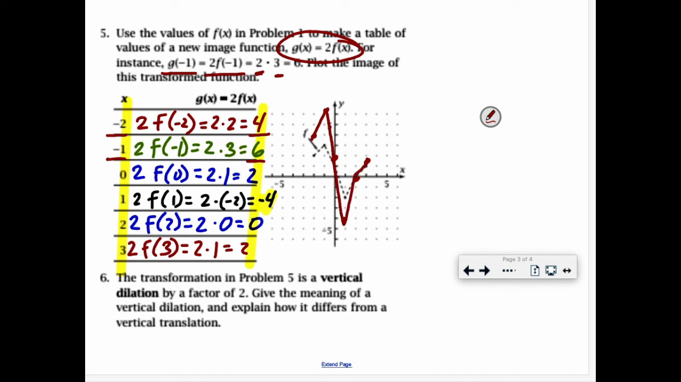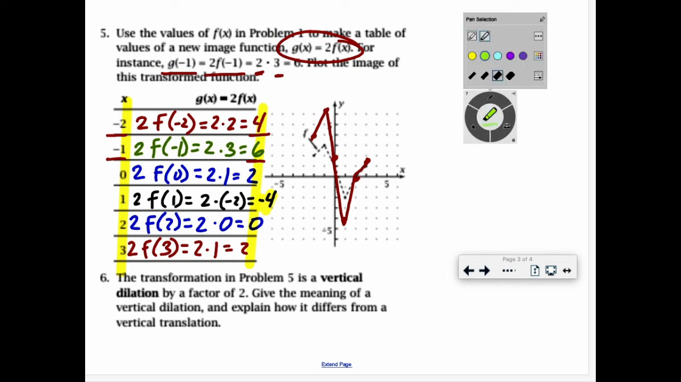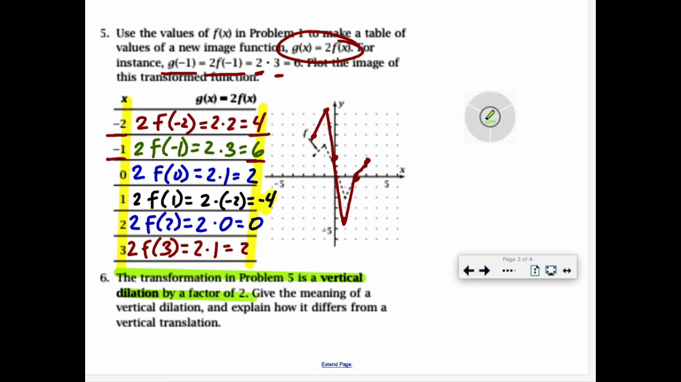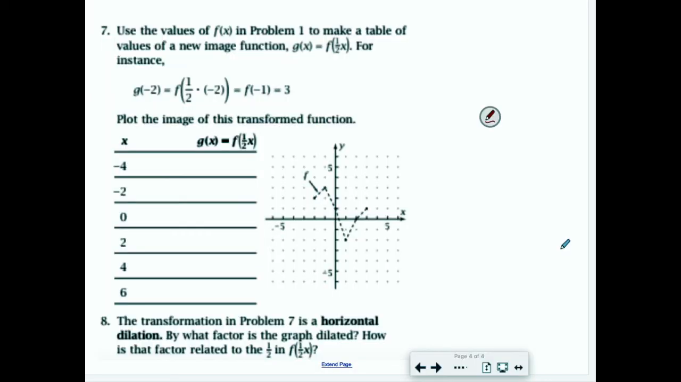Cool. Now, this is called a vertical dilation by a factor of 2. You're going to give the meaning of a vertical dilation and explain how it differs from a vertical translation in that Google Doc.